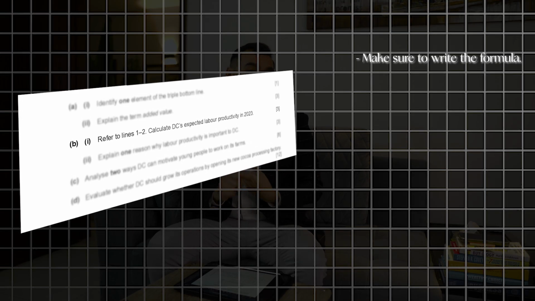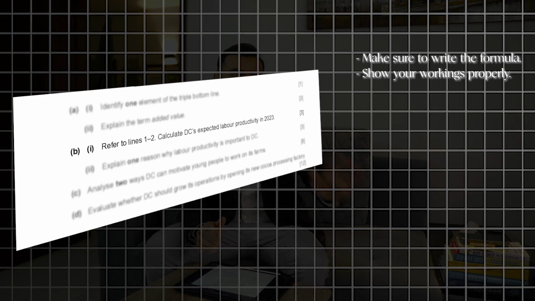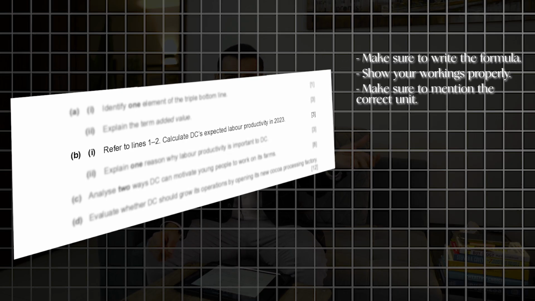Make sure you do write the formula, because the formula contains marks also, right? So you need to write the formula, show your workings, and then write your answer. You don't just directly write the answer. And whatever your answer is, do not forget to mention the unit. Let's say if it's a percentage, if it's $1,000,000, whatever unit is actually there, you have to use that unit as well when writing your answer.